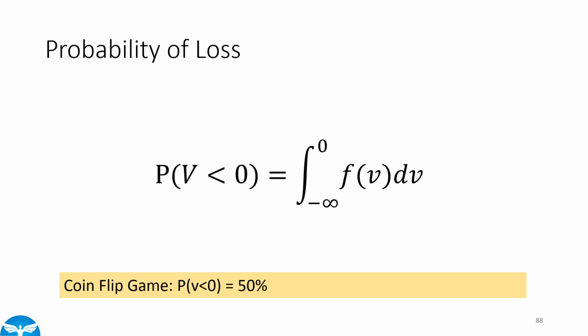Another risk measure would be the probability of loss. And in that case, you simply take the integral from minus infinity to 0, in other words, all the scenarios where there are losses, and you integrate the probability function, and that will give you the probability of loss. And in the coin flip game, it's very simple because the only scenario where you have a loss has a 50% probability, so that is the probability of loss.